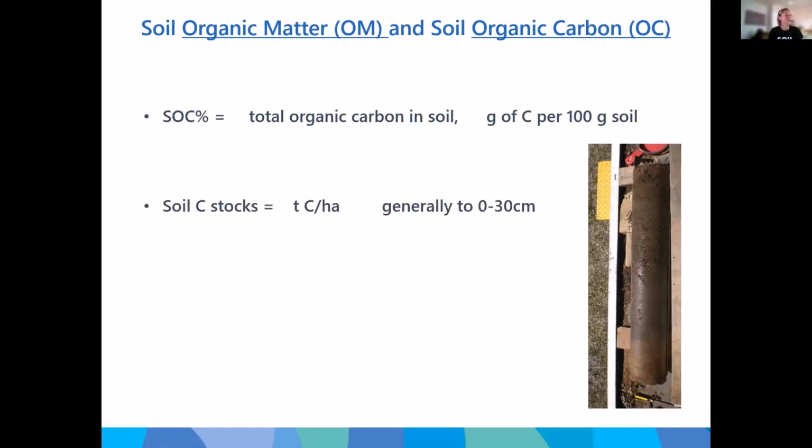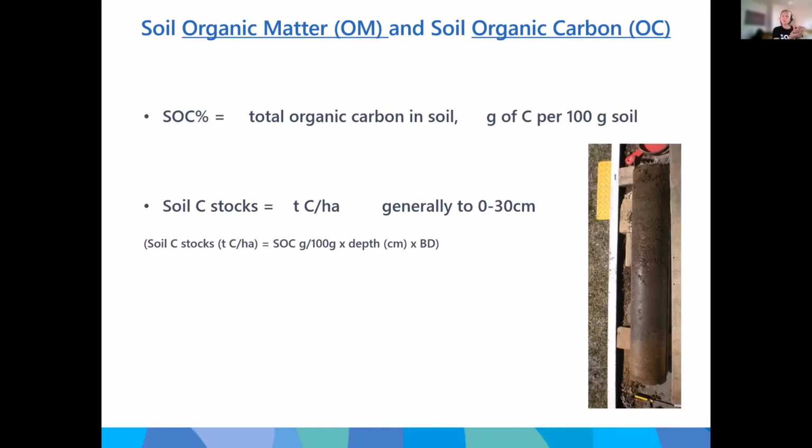In soil land, where I live, we also talk about soil carbon stocks. That's the tons of carbon per hectare. Generally, this is measured to 30 centimetres because that's the international protocol for measuring and reporting soil organic carbon stocks. The way we calculate this is we use the soil organic carbon percentage, or concentration, multiply that by the depth over which the sample was collected, and then multiply that by the bulk density of the soil. The bulk density is the mass of soil for a given volume.